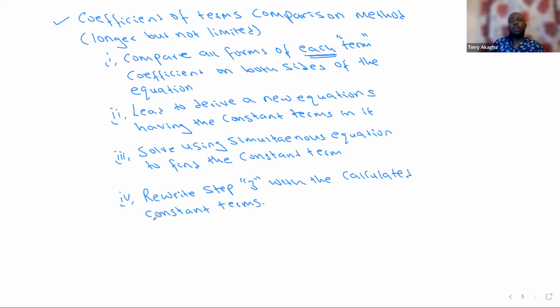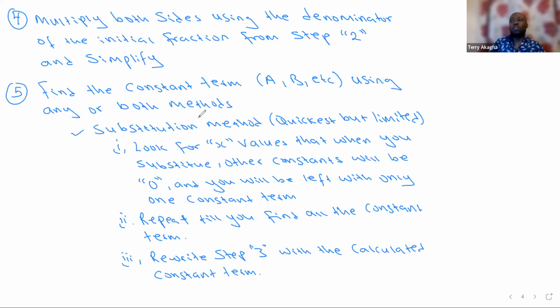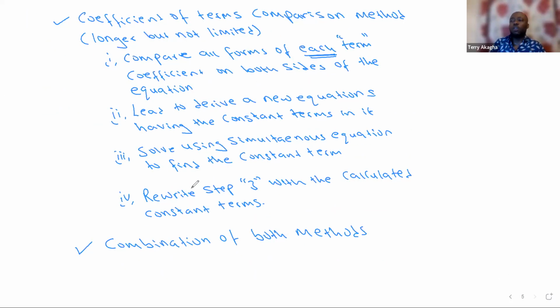Okay. Then, like I said, you could use the third method, a combination of both methods. So you can either use the quotient of terms comparison method, or you can use the substitution method, or you can use a combination of both methods. But personally, I always prefer the combination method, okay?